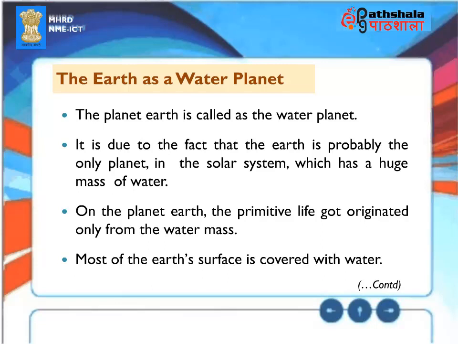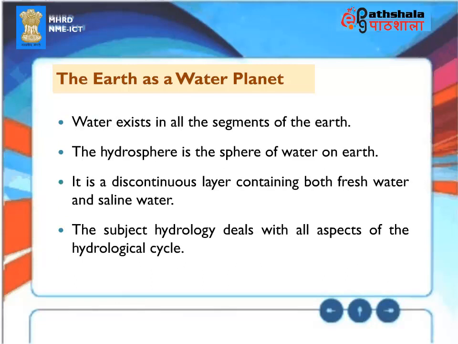Most of the Earth's surface is covered with water. Water exists in all the segments of the Earth. The hydrosphere is the sphere of water on Earth. It is a discontinuous layer containing both fresh water and saline water. The subject, hydrology, deals with all aspects of the hydrological cycle.